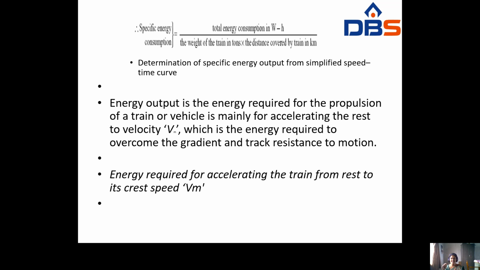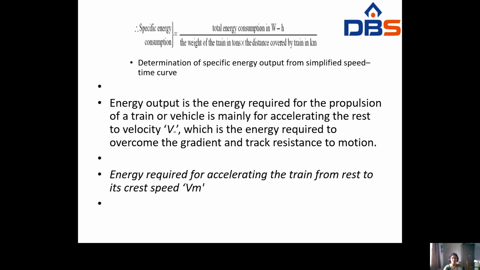The specific energy consumption is defined as the total energy consumed per ton of the train. So this is the specific energy consumption: total energy consumption in watt hours divided by the weight of the train in tons into the distance covered by the train in kilometers.